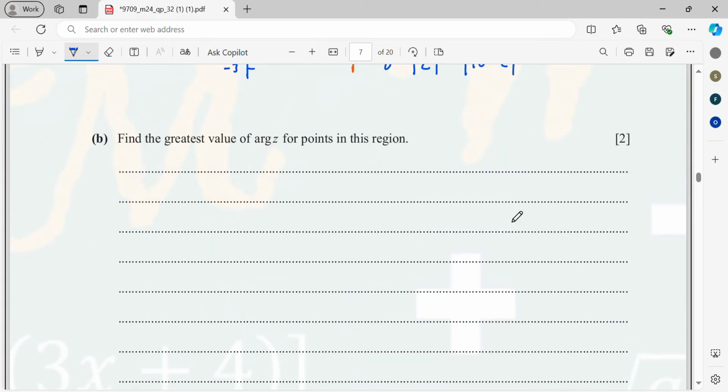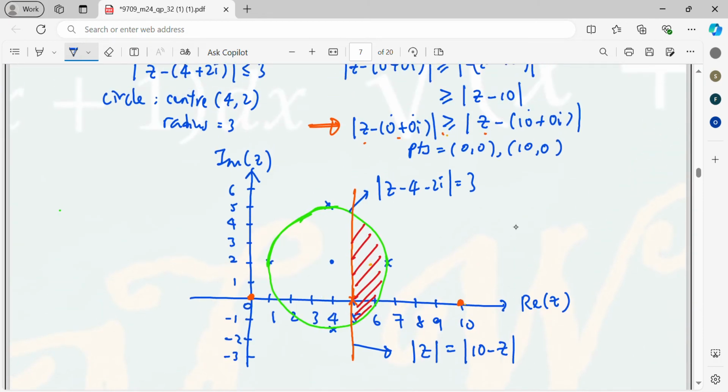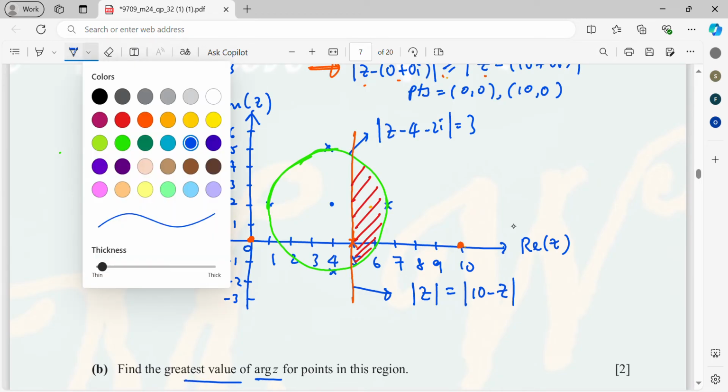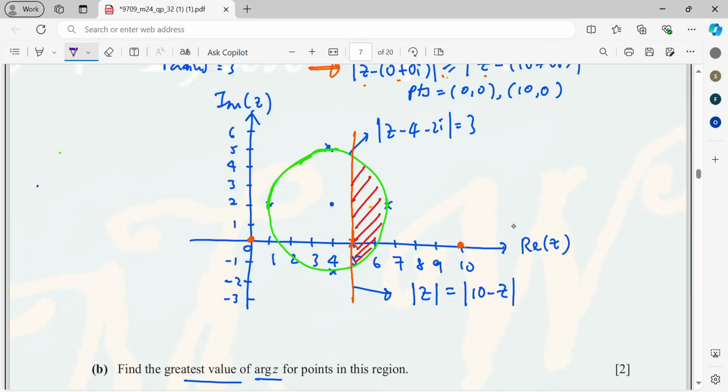Now next part, find the greatest value of argument z for the points in this region. Now your region is the shaded region, which is the red color, and the greatest argument is basically calculated from the origin. Which means now my greatest argument will be this point.